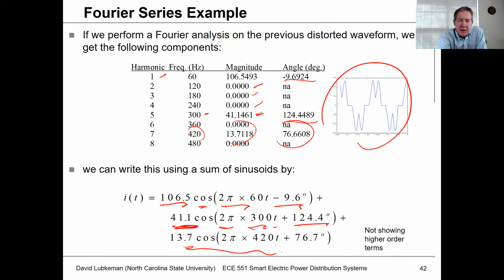And similarly, I've got the seventh harmonic, which I can put into a time domain form by taking the magnitude of 13.7 times the cosine of 2 pi times the frequency times t plus 76.7. And there's higher order terms on here I'm just neglecting for now.